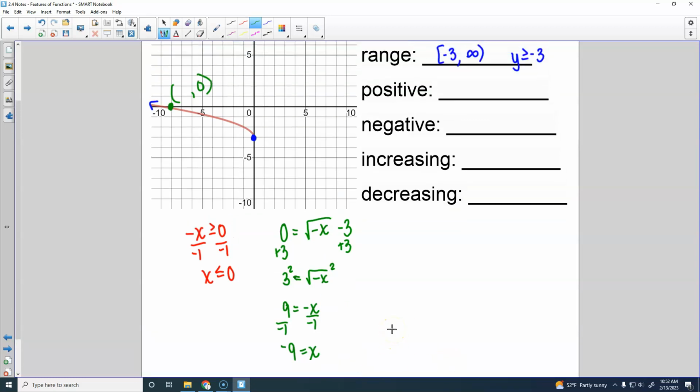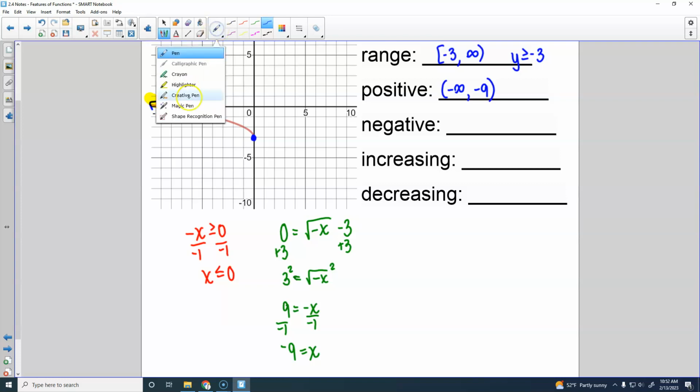I will not give you misleading graphs on your quiz. So we would have a graph here that would be positive, or above the y-axis, from negative infinity up until negative 9. And we would use parentheses because that negative 9 right there is our x-intercept. It's neither positive nor negative at that point.